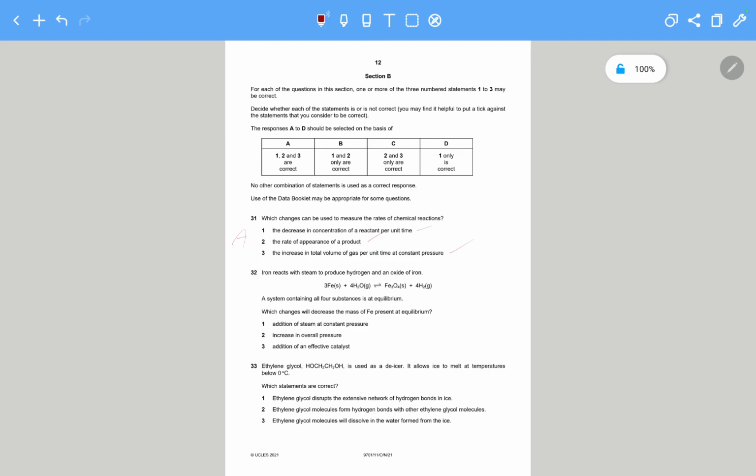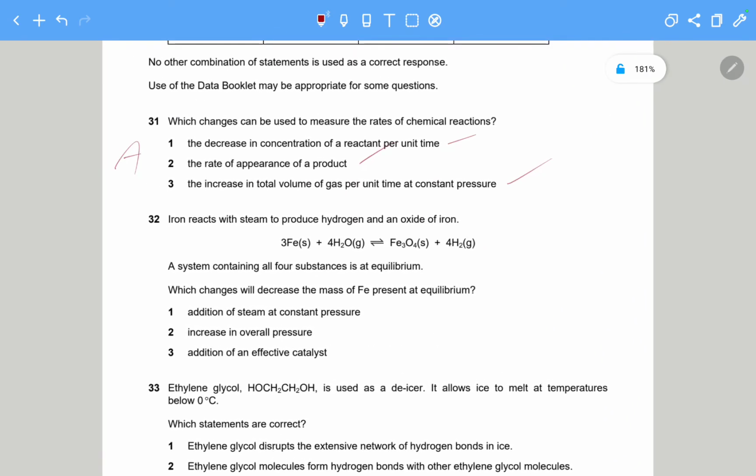Iron reacts with steam to produce hydrogen and an oxide of iron, Fe3O4, which is in solid state. A system containing all four substances is at equilibrium. What changes will decrease the mass of iron present at equilibrium? Addition of steam at constant pressure? Yes, because if you add steam, the equilibrium will shift to the right, because an increase in concentration of reactants will mean that the system will make more products to decrease the reactants and return to equilibrium.